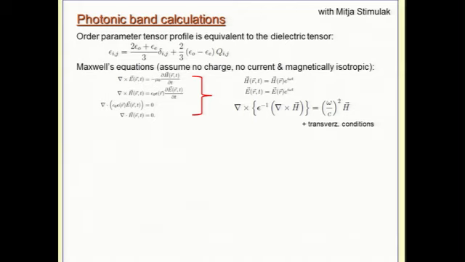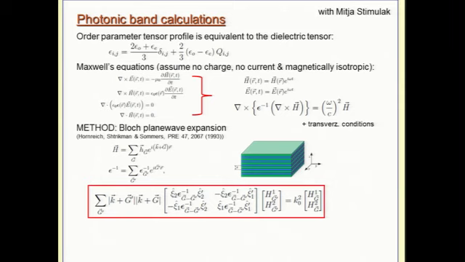We want to think about whether our structures can act as photonic crystals. To do so, you assume one frequency for your field, then you rewrite these equations, and eventually something like this turns out. Then you need to solve this in a particular periodic medium. And there's a method which is well established in the literature.